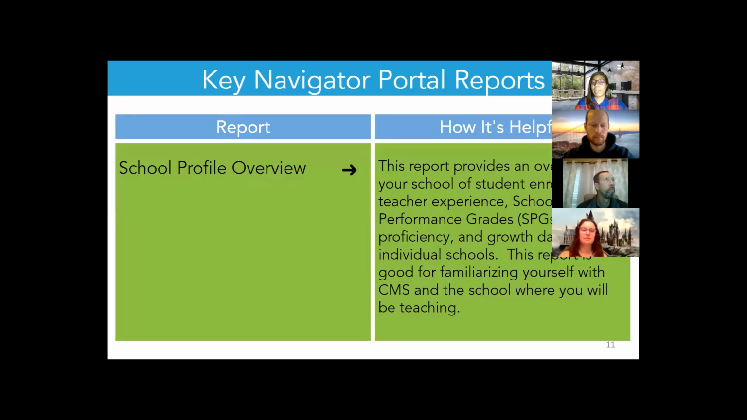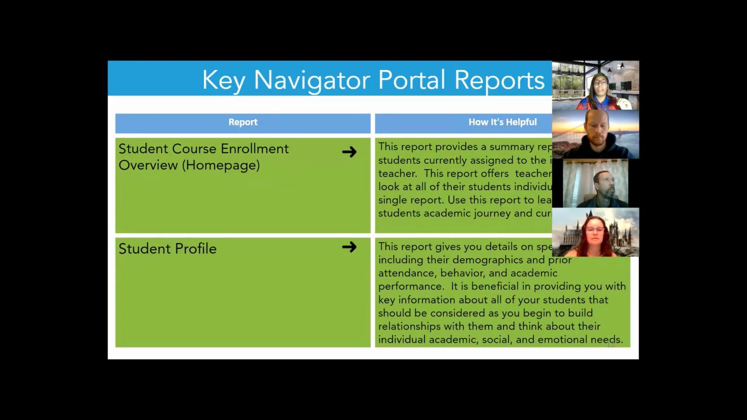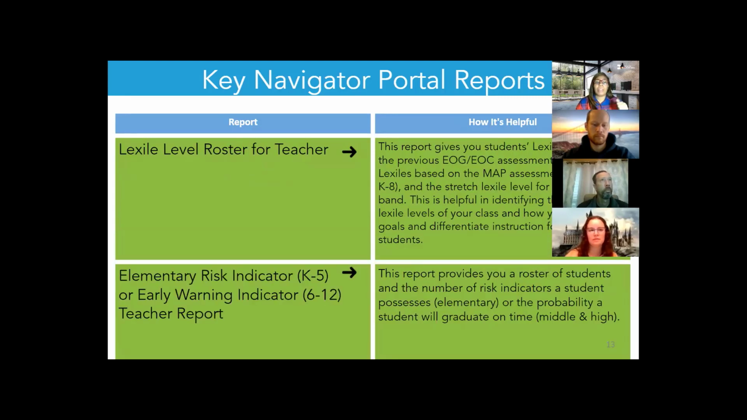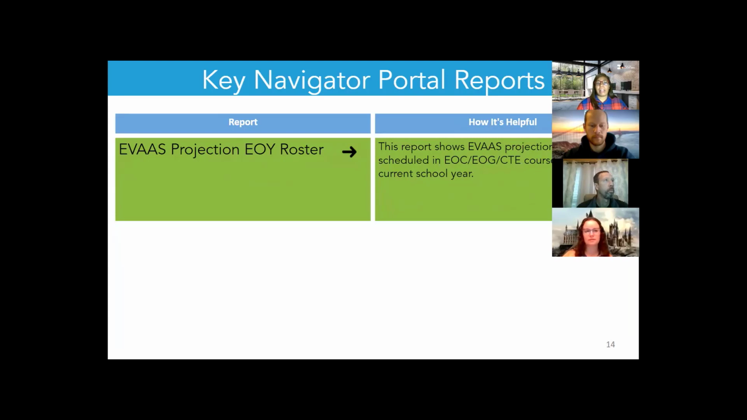So we're going to look quickly at the school profile. It's just a really broad overview of your school. And then we're going to go into your teacher homepage, which is the student course enrollment overview. We're going to look at a student profile. There is a Lexile level roster. And then there are elementary risk indicators as well as early warning indicators. So we're going to go through these different reports. And lastly, our EVAS projections. So we have quite a bit to get through.